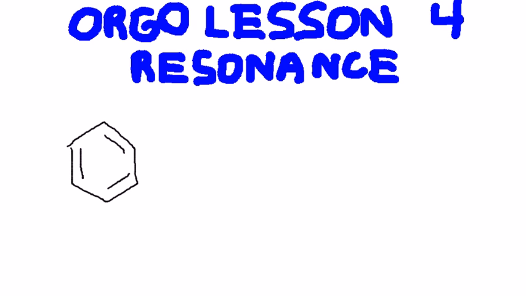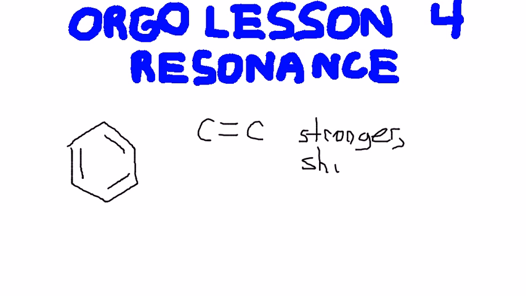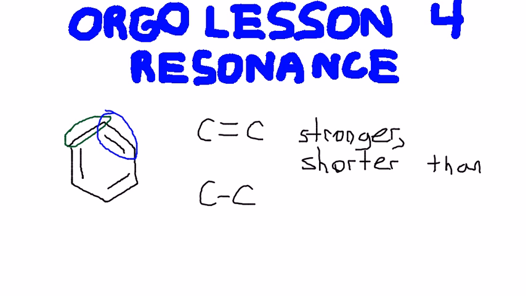And we should remember that carbon double bonds are not only stronger than single bonds, but they're also shorter. Okay? And so if we take that into account, then we should figure that maybe this bond right here is longer than this bond right here, right? Because it's a single bond versus a double bond. However, this is not the case.